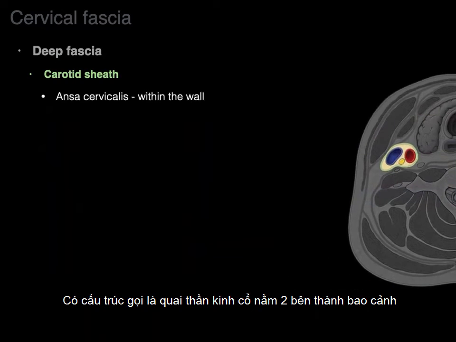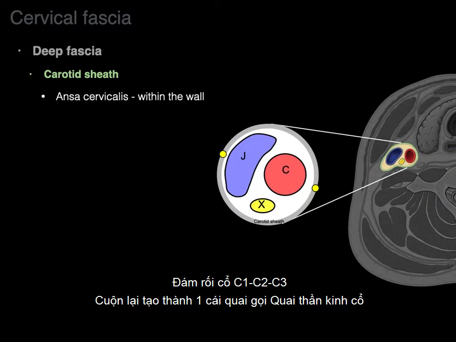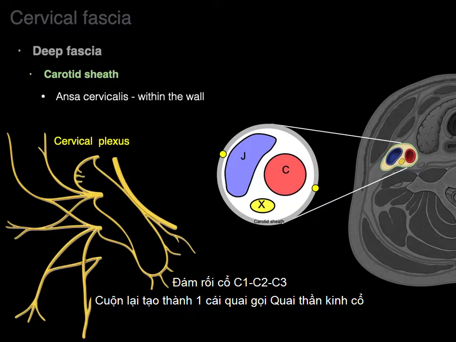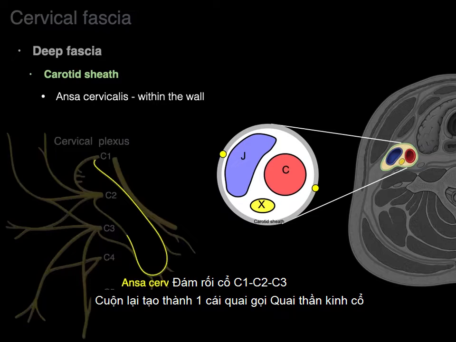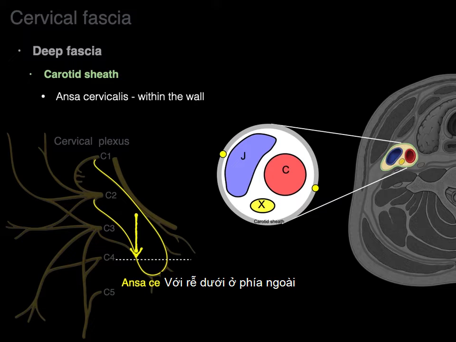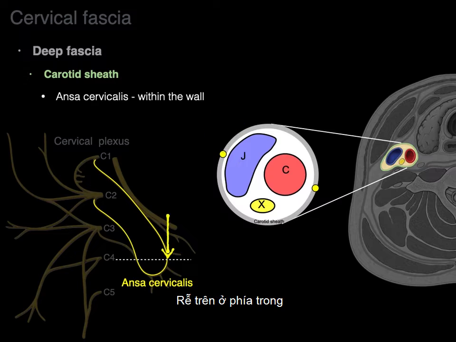Okay? Now, the carotid sheath also has what's called the ansa cervicalis within the wall. We blow that up and we see something called the cervical plexus. And there's C1 to C5 ventral rami. And then coming from C1 to C2 and 3 is this loop called the ansa cervicalis. And if we take a cross section right through there, that inferior limb is shown there in the cross section, and the superior limb is shown there in the cross section. So when you dissect in a cadaver, this ansa cervicalis is found within the sheath of the carotid sheath in the neck.